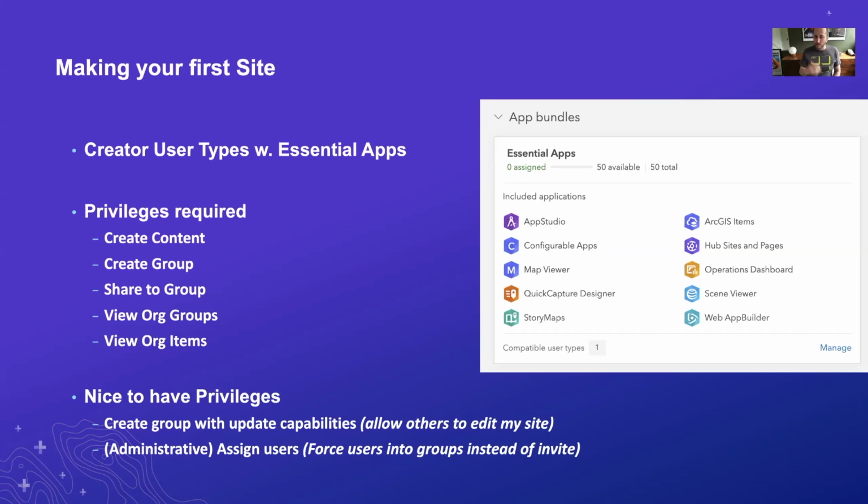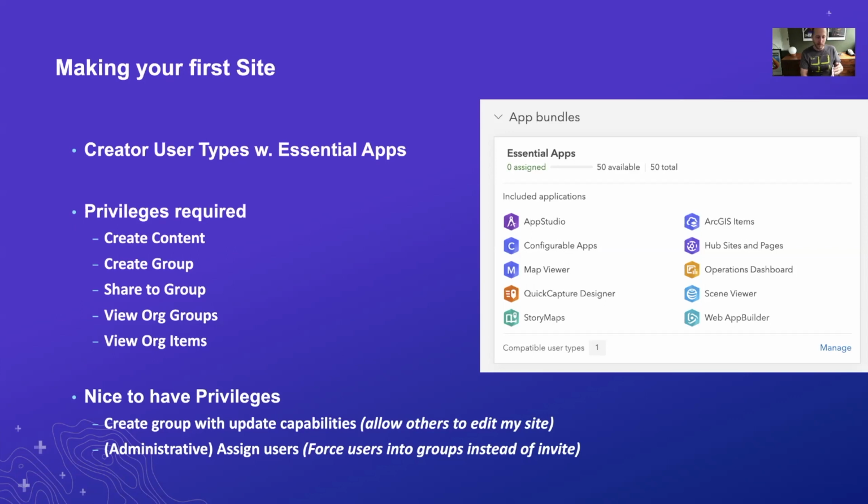So if I wanted Rob, for example, to edit my site, and I had this privilege, I could basically add him to my site's team, and he'll be able to edit. And the other is an administrative power to push people into groups. It's really nice because if I wanted to share this site to Rob, he would have to accept it if I don't have this privilege.